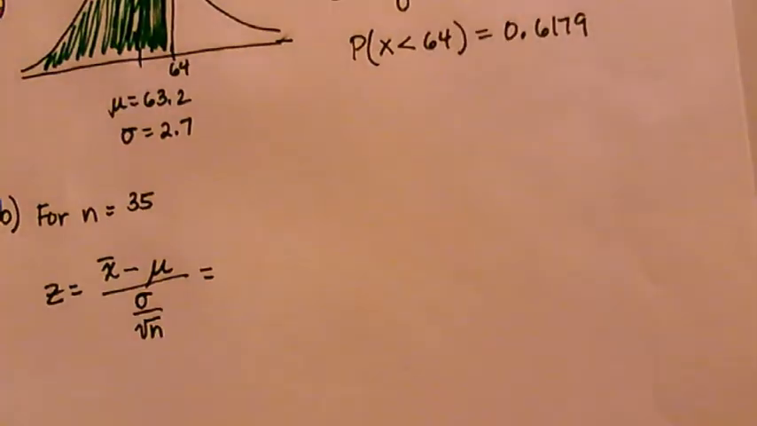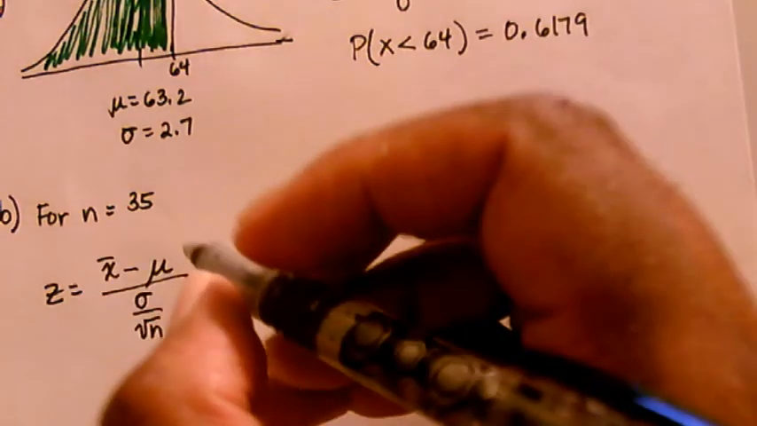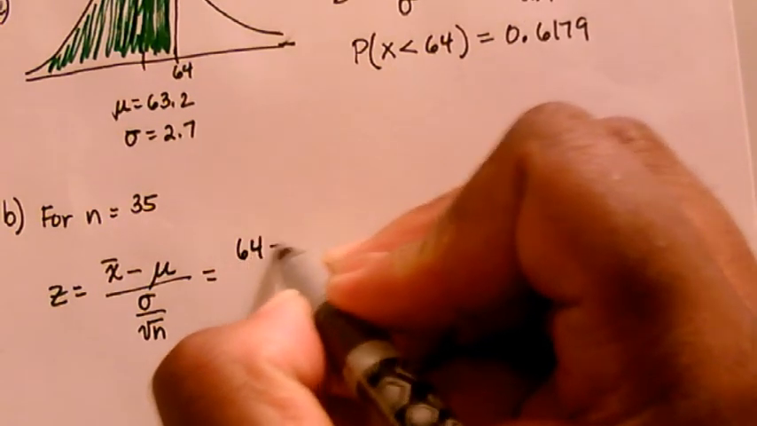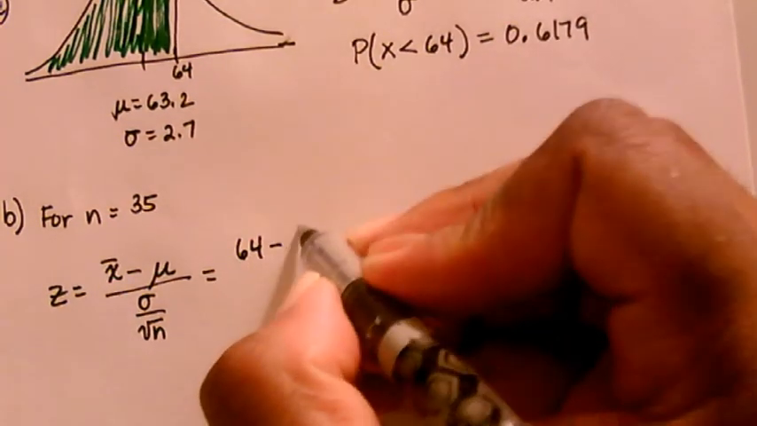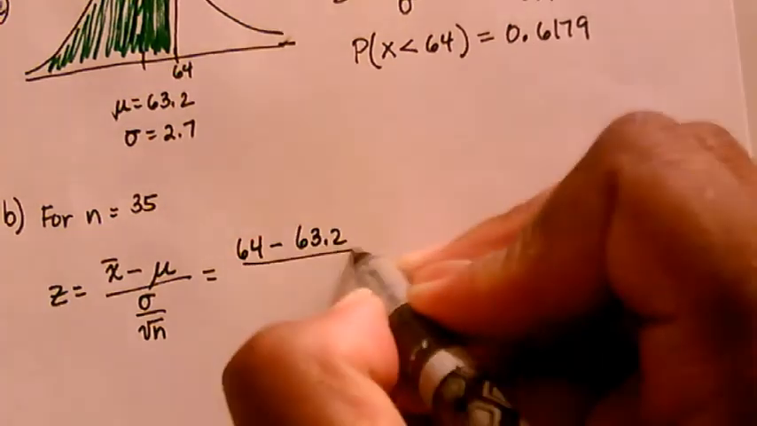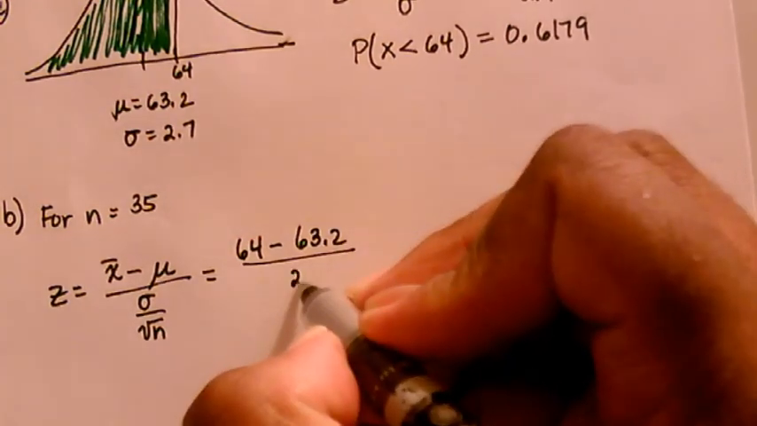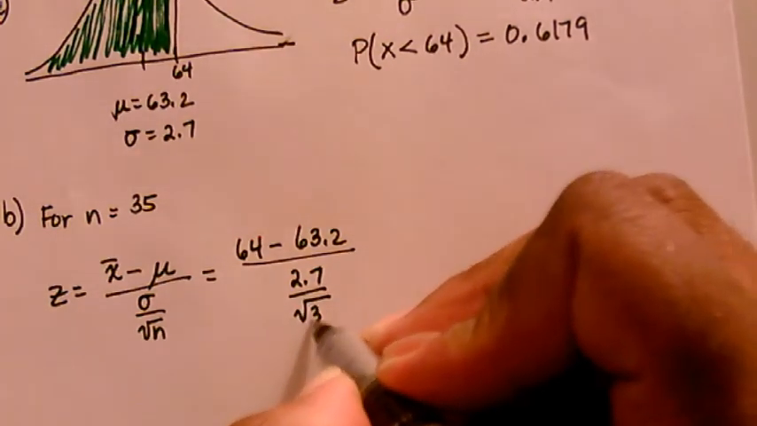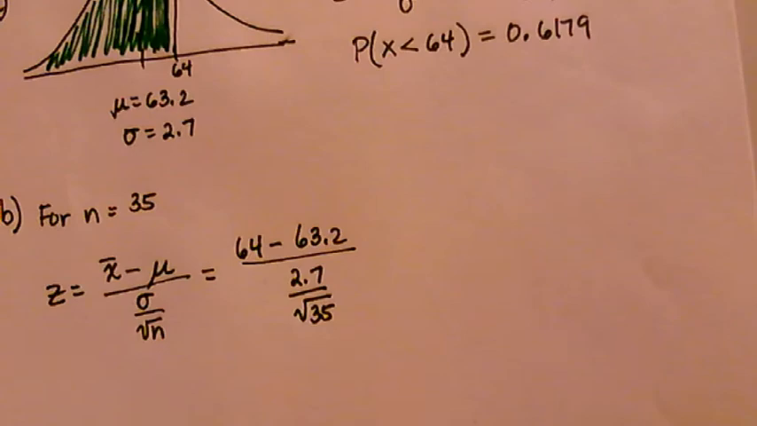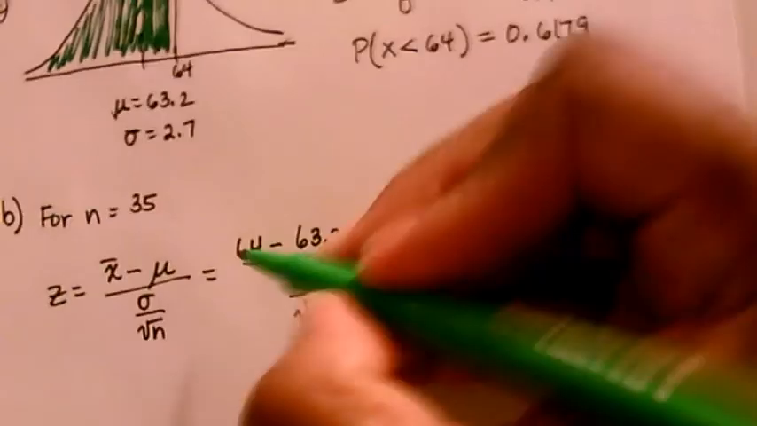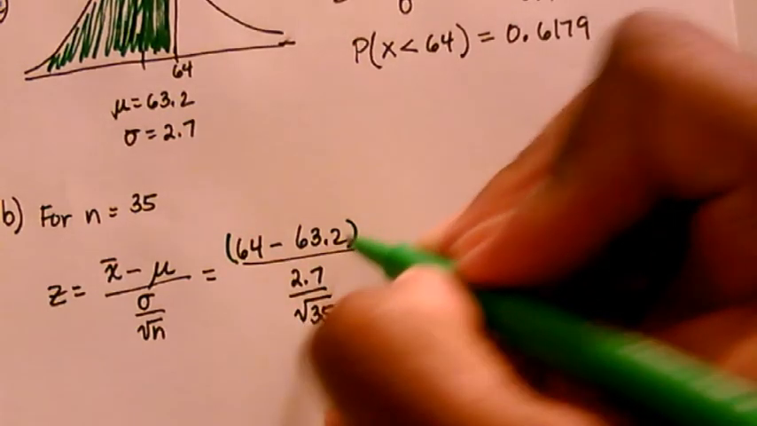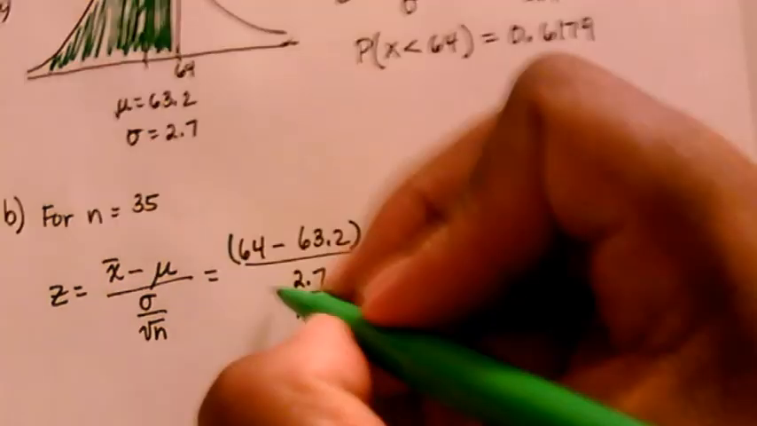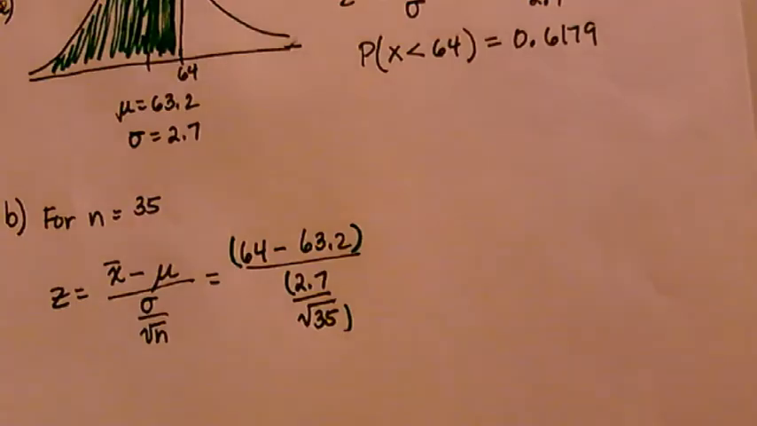Okay, so we're dealing with someone having a mean height less than 64 inches. So now your x bar, which is your mean height, that's 64, minus mu, which was 63.2, divided by sigma, that's 2.7, divided by the square root of n, and n is 35. Now, if we enter this in the calculator, this numerator has to be in parentheses. Not only that, your denominator has to be in parentheses as well.